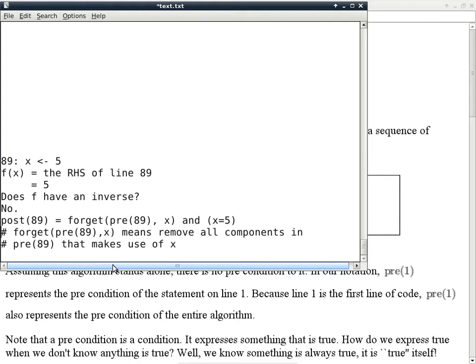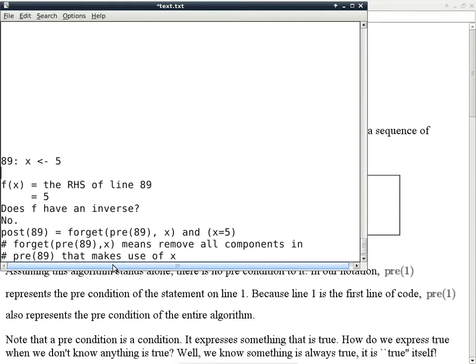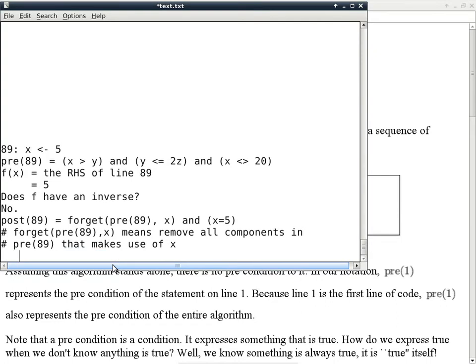Let's go ahead and make this a little bit more complicated. So let's just say that I also tell you what the precondition of line 89 is, and it can be fairly complex. We can say x is greater than y, and y is less than or equal to 2z, and x does not equal 20. That's fairly random in general. So now let's see if we can apply this rule here. In the next step, I'm going to expand what pre-89 is.